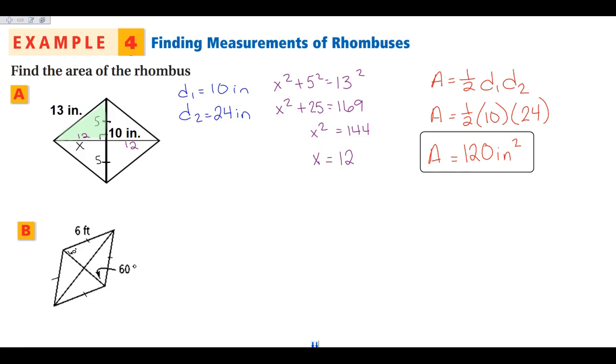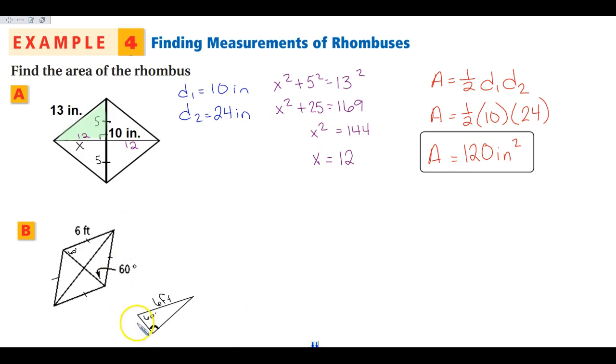So what I'm going to do real quick is, sometimes it's easier to draw out one of these triangles just by themselves. So we're going to tilt this so it's facing the same direction the other one is. So that way we have that. This side right here is 6 feet. Remember, my diagonals are perpendicular. That's going to be really big when we do all of these. And this is a 60-degree angle.